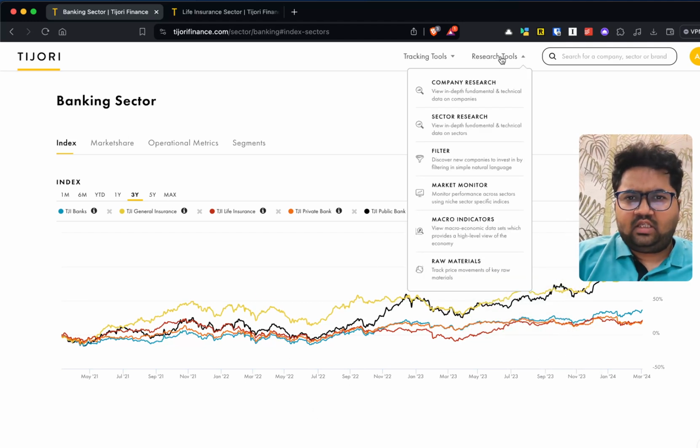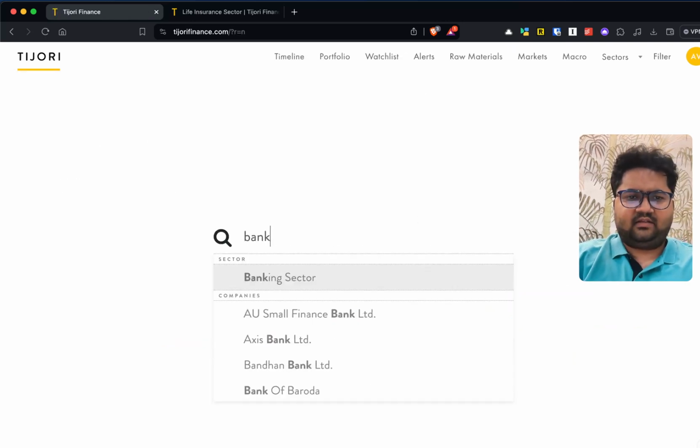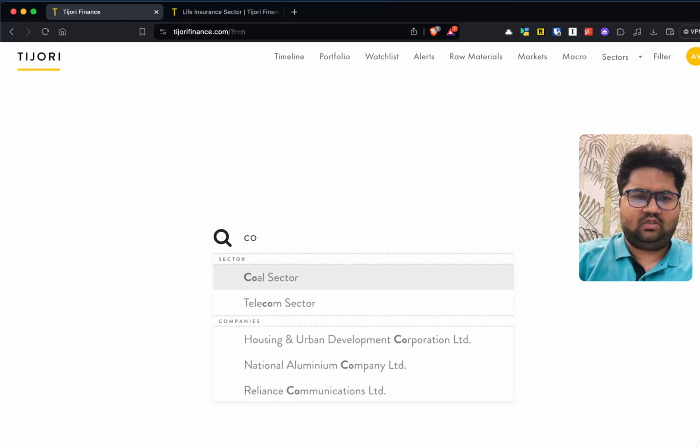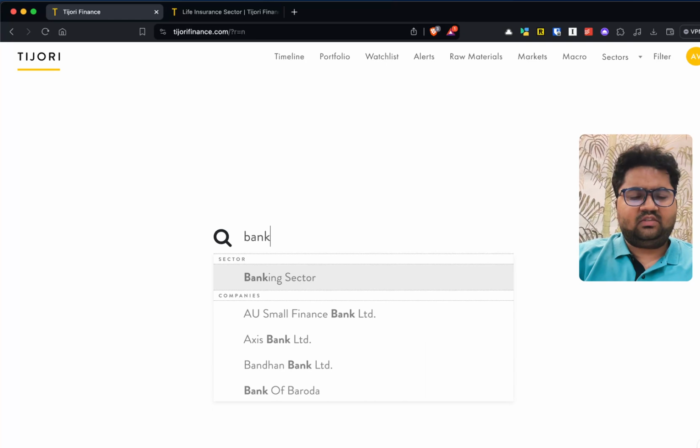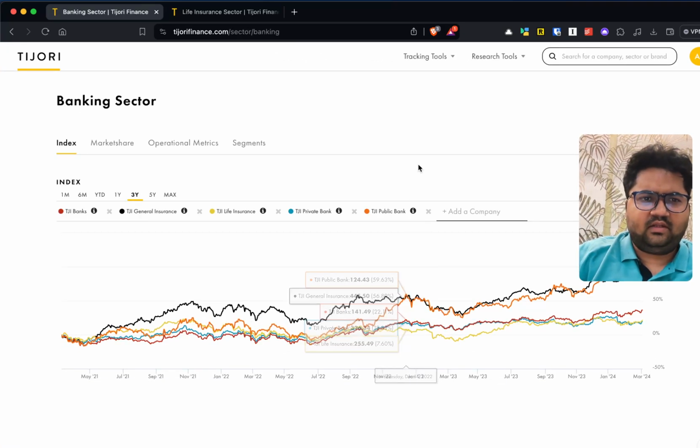Now, how I have done this is you go to sector research and you can select a sector, for example, banking, or you can select, let's say, coal or whatever. I'm going to stick to banking for this conversation and also look at life insurance towards that.